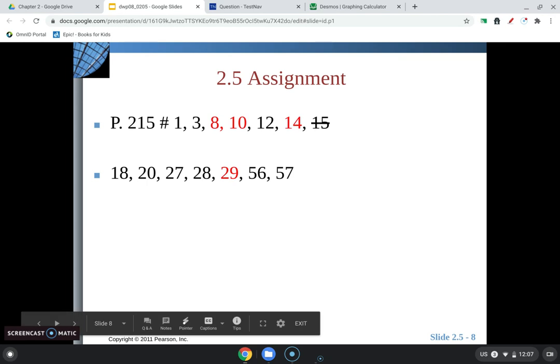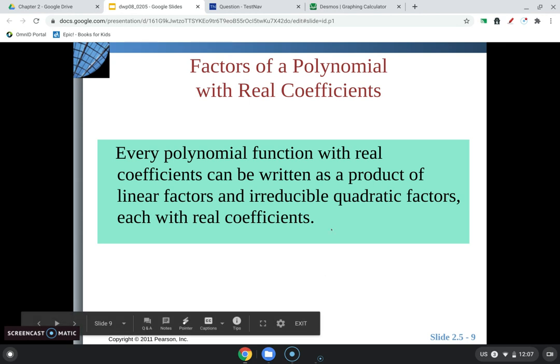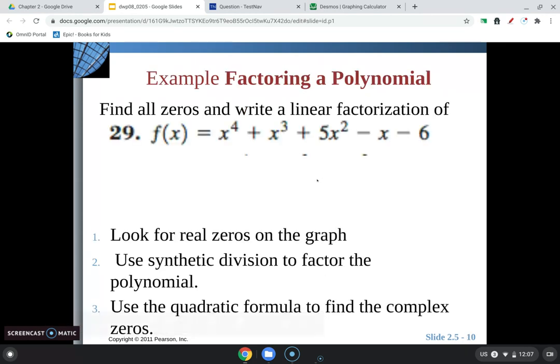Okay, so I just went through a few of those with you already. And let's keep going. Factors of a polynomial with real coefficients. Every polynomial function with real coefficients can be written as a product of linear factors, each with real coefficients. All right, so here's how we get all zeros of any function. So this is finding all zeros, real and non-real. So we've got to find the i ones as well. So we can see that x to the 4th is our degree. So we should have 4 zeros total when all is said and done.